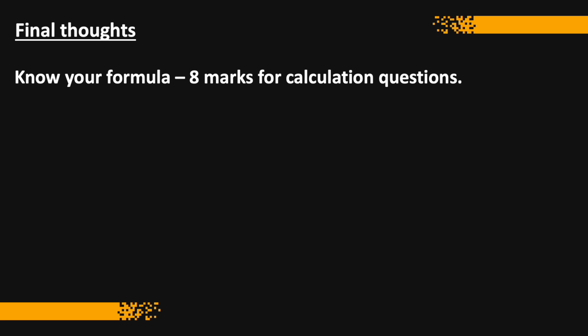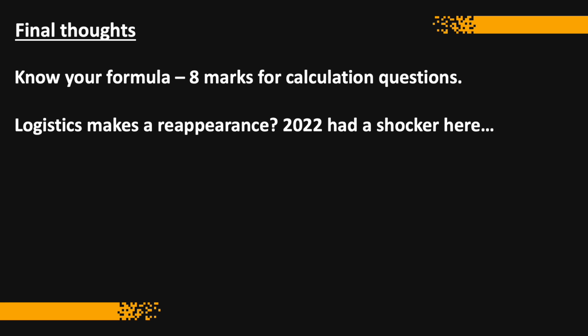Final thoughts to think about here, so some new stuff. Know your formula. 8 marks here for calculation questions. Very likely to have something along the lines of ARR and or gross profit margin and or net profit margin. And the other way they could ask a question here would be gross profit or net profit, so know the order of your income statements. Perhaps logistics makes a reappearance this year. 2022 had an absolute shocker here with logistics, really struggled with the concept, so just watch out for that.